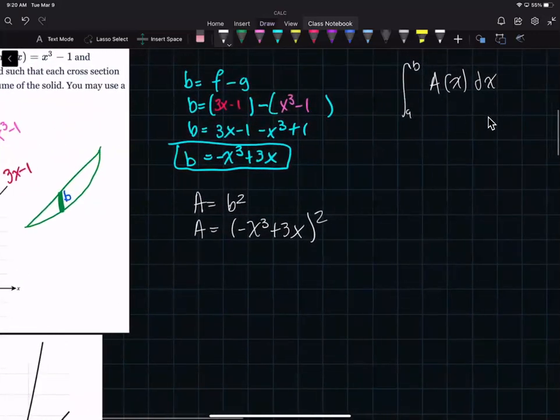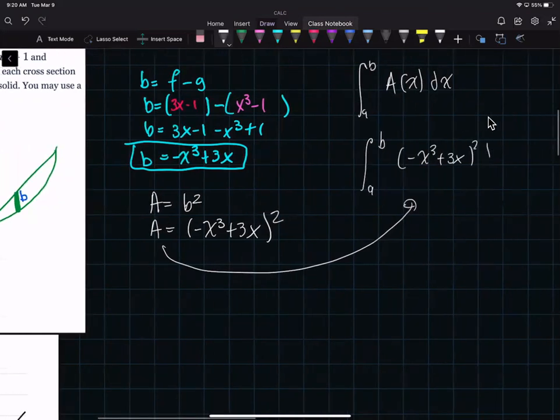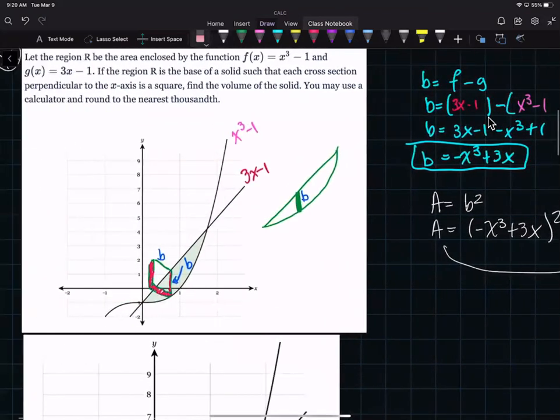So it's ax dx, and it's going to be a b. My a is going to go here. So that's going to be minus x cubed plus 3x squared dx. And now notice that this question tells you to use a calculator, okay?